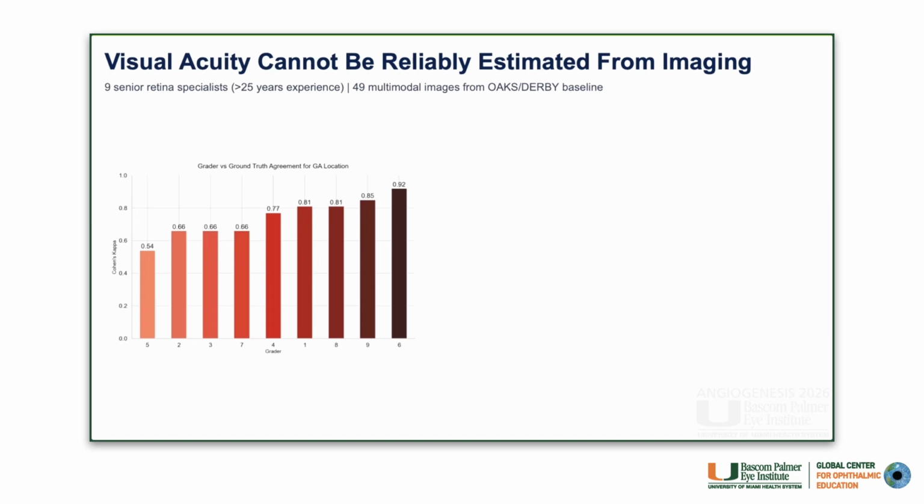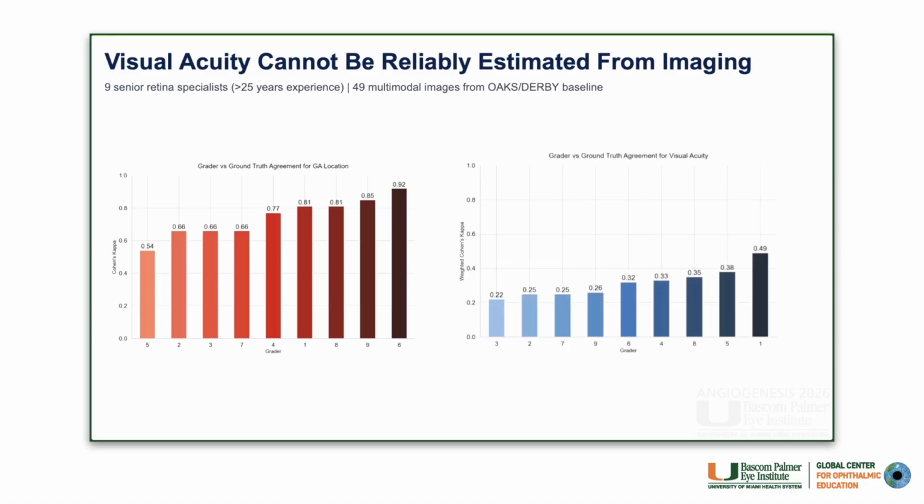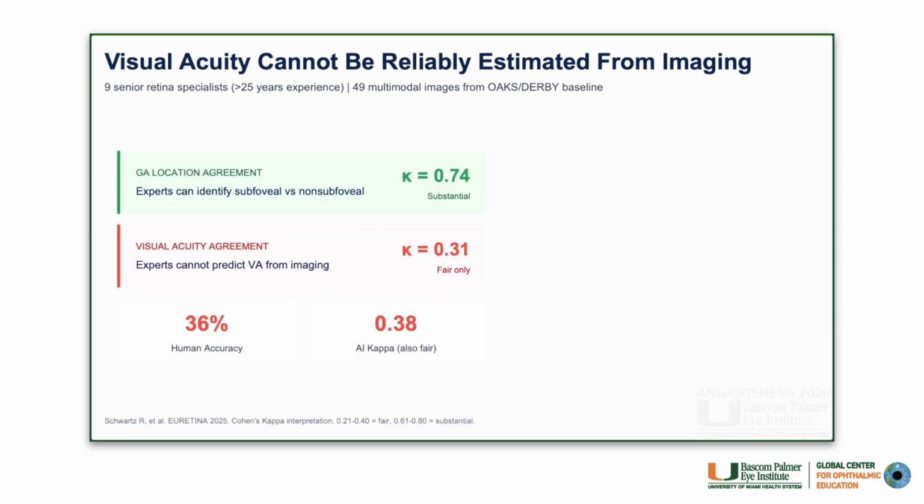Here you can see how the experts estimated the GA location along with the kappa scores for agreement. Overall, these scores were quite high. However, the situation is different for BCVA. It was much more challenging to accurately estimate BCVA based on GA morphology. Here are the numbers. The agreement for the GA location was substantial with a kappa score of 0.74.